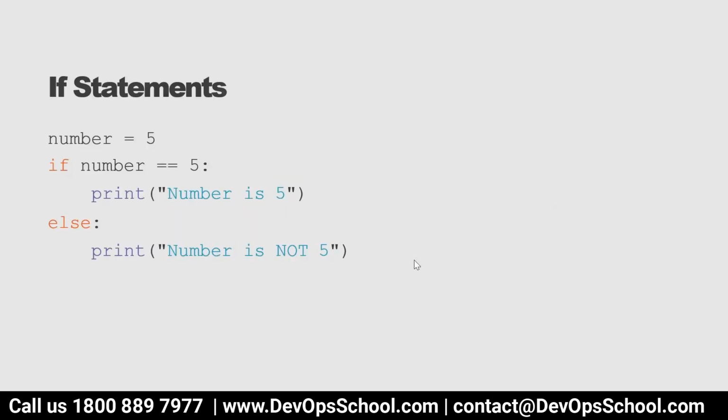So look at one more example here. If else, so here number is equal to 5. If number is equal to 5, print number is 5, else number is not 5. So in this case, it will print number is 5 because number is equal to 5. So with if else, this is how you can put it.